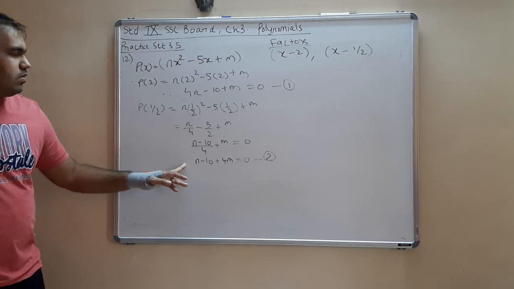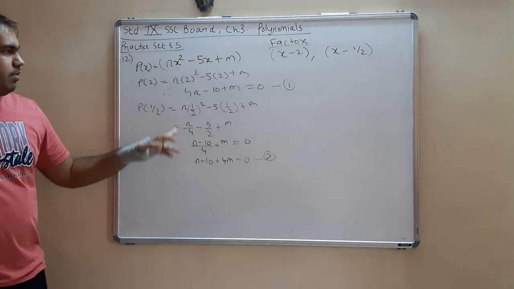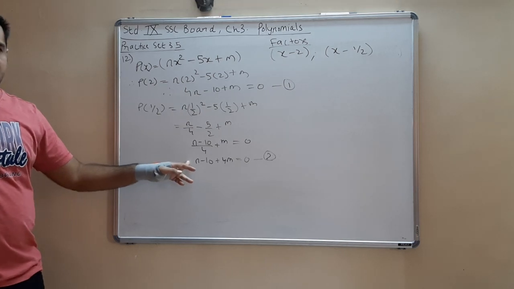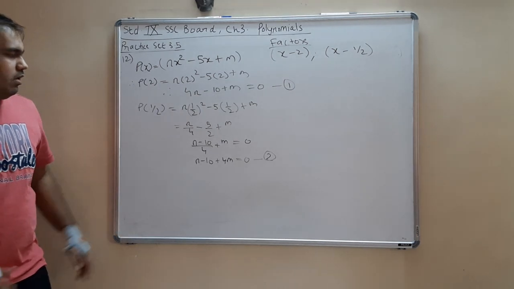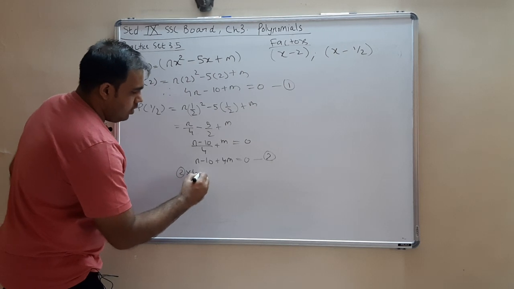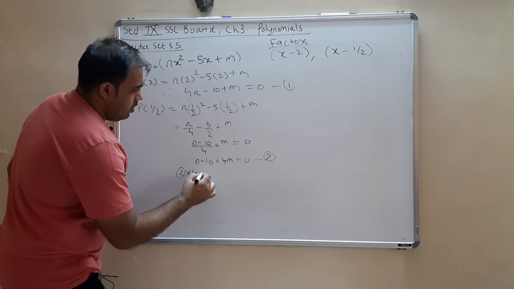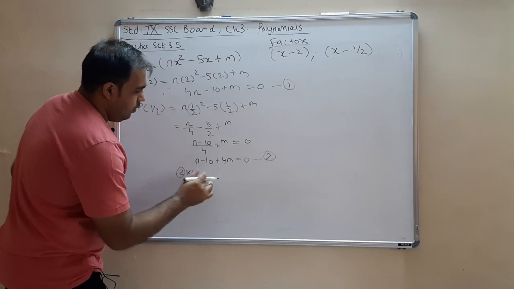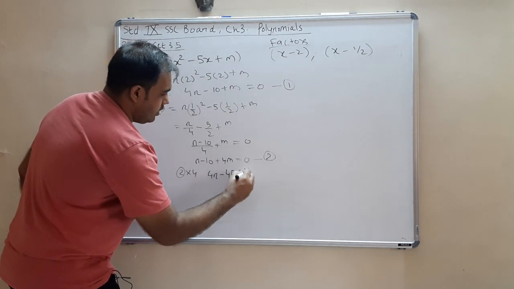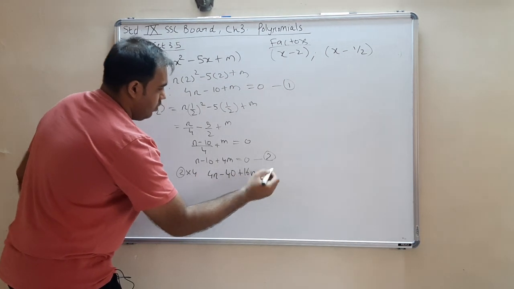Now what we will do is we have to get both of them to be the same. How to get both of them? Here we have 4n, we have 1n. So we can multiply this by 4. 4 into 2 will give us 4n minus 40 plus 16m equals 0.